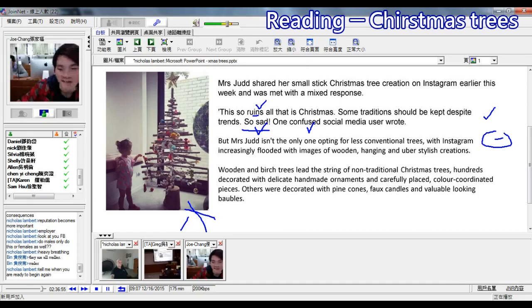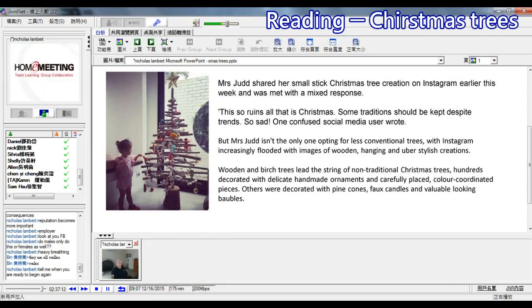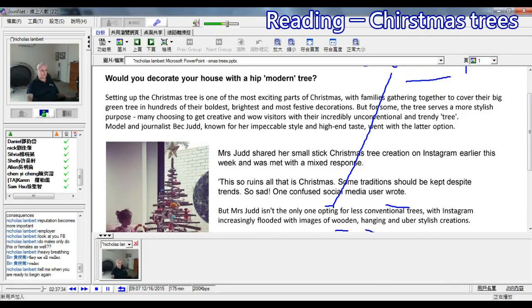I think it's okay. All right. The important thing is not about the tree. Correct. Good answer. It's not about the tree, it's about what goes with it. Right, thank you. But Mrs. Judd isn't the only one opting for less conventional trees. Opting means choosing. So if you're opting to do something, you're choosing to do it. Okay? With Instagram increasingly flooded with images of wooden, hanging and uber stylish creations.